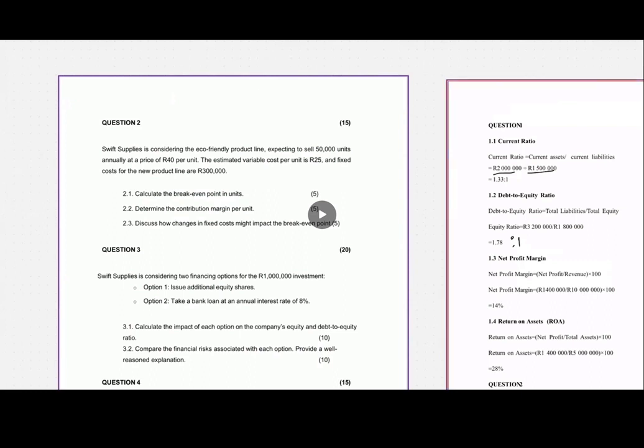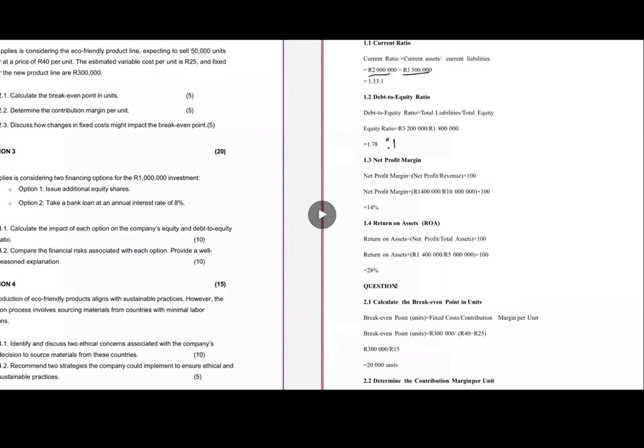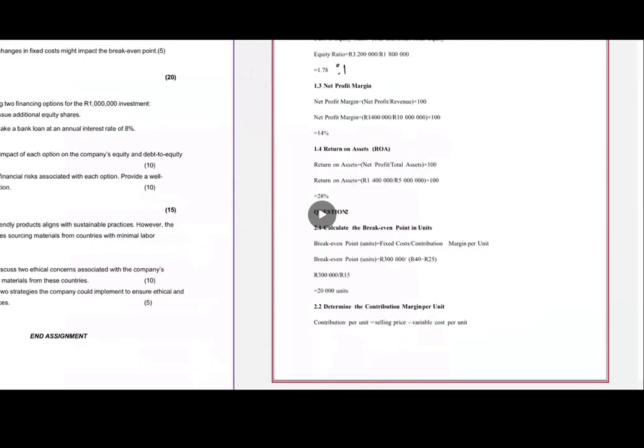Now we get to the question, 2.1: calculate the break-even point in units. The formula for the break-even point is your total fixed cost divided by the contribution margin per unit. And what is our contribution margin per unit? Our contribution margin per unit is our selling price per unit minus our variable cost per unit.